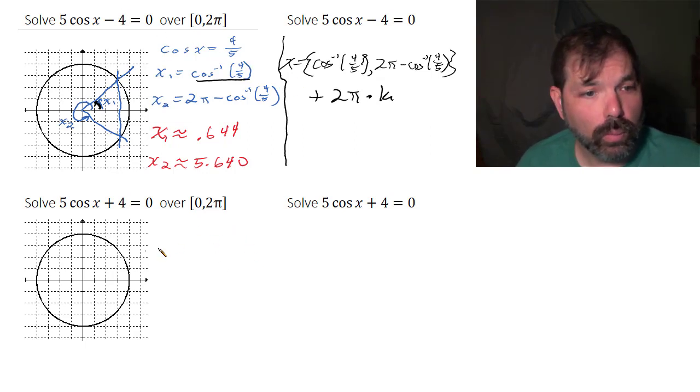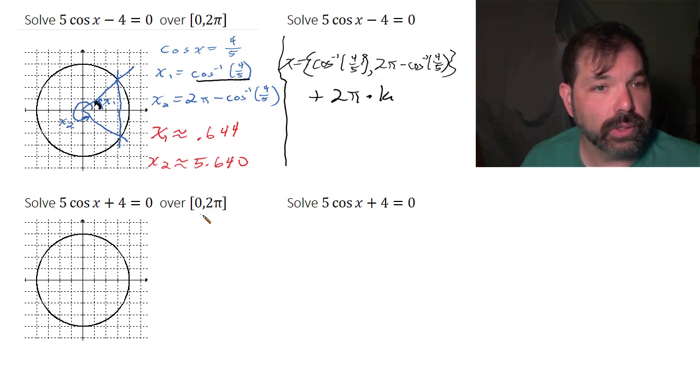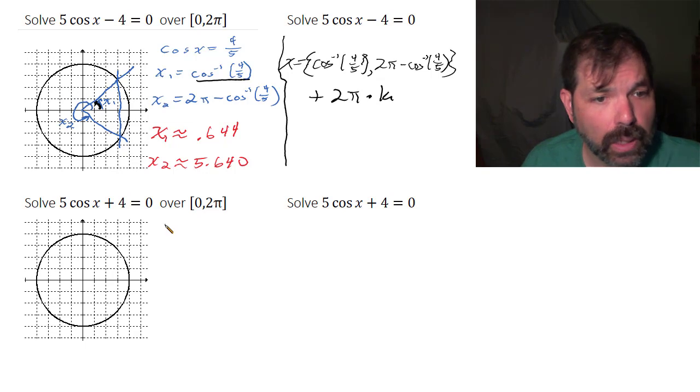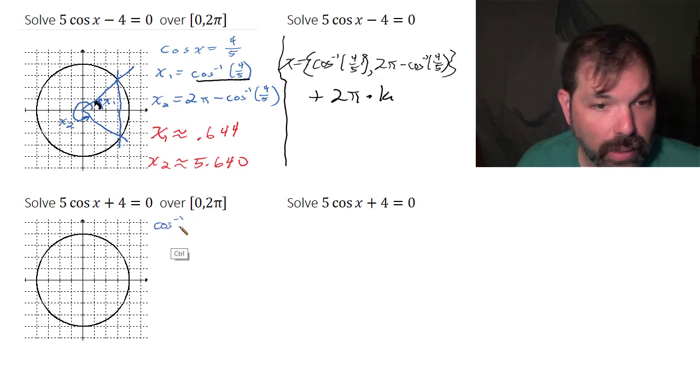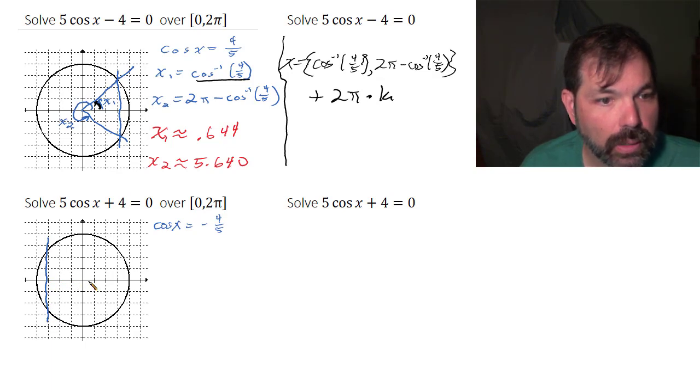Alright, now, what if it was the second equation here? 5 cosine x plus 4 equals 0. Again, over 0 to 2 pi. Using some algebra, we can rewrite this as cosine of x is negative 4/5. Alright, and so if we think of that on our unit circle, there's the negative 4/5 as the a coordinate.